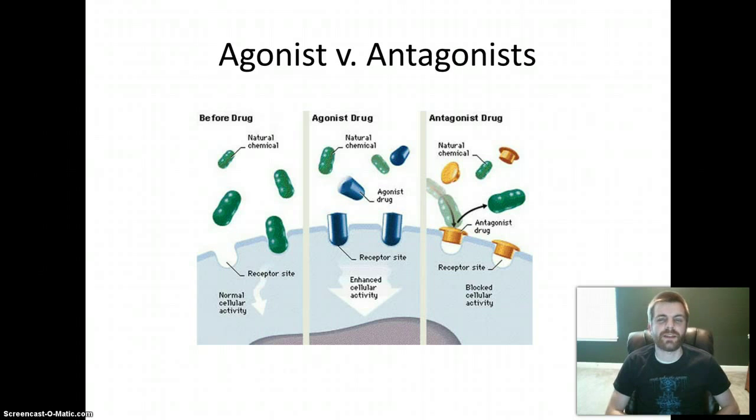What this means is that they are going to fill the receptor sites to prevent your actual neurotransmitter from being able to bond. In doing this, it would prevent you from having a neurotransmitter to bond at one of these receptor sites.